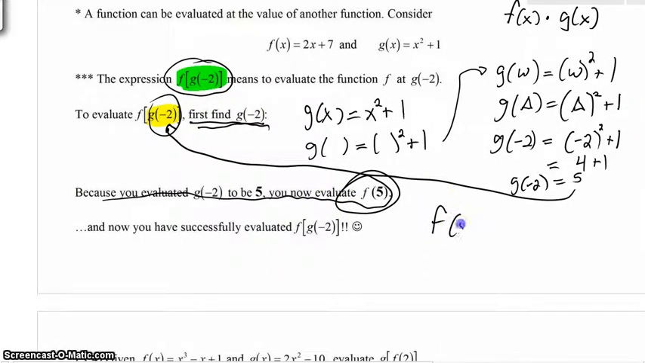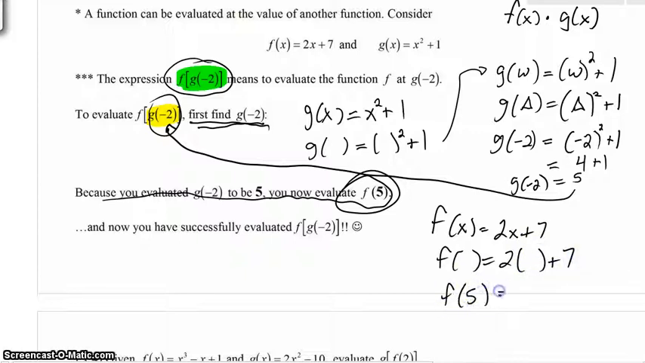F of x, as you look at the top of the screen here, we have 2x plus 7. We can say f of a blank equals 2 blank plus 7. So when you plug in a 5, you'll have 2 times a 5 plus a 7. That's 10 plus 7, which works out to 17. And that's your final answer.